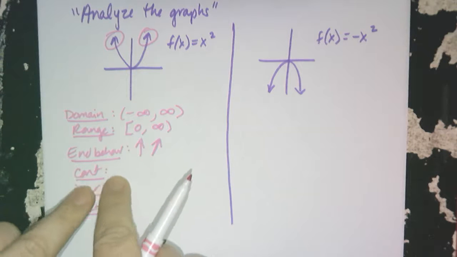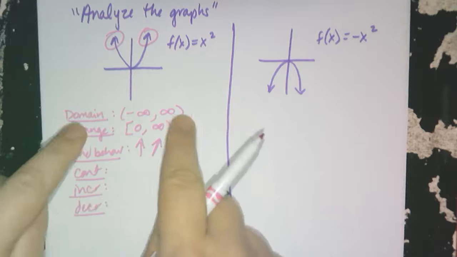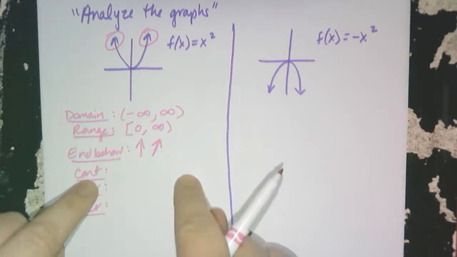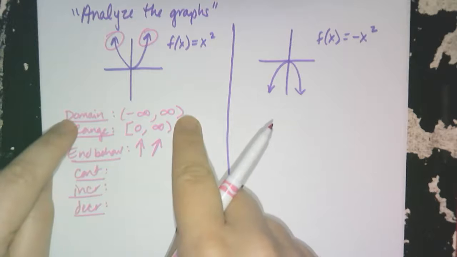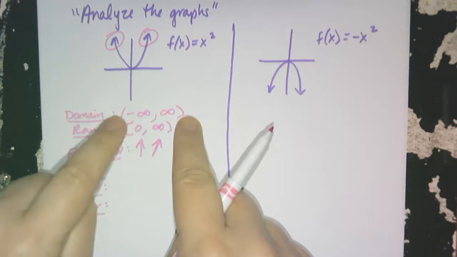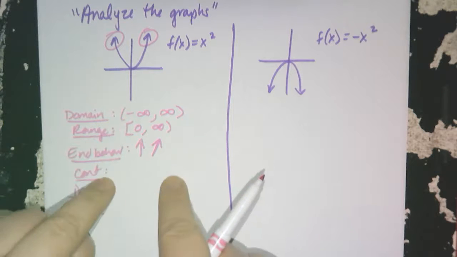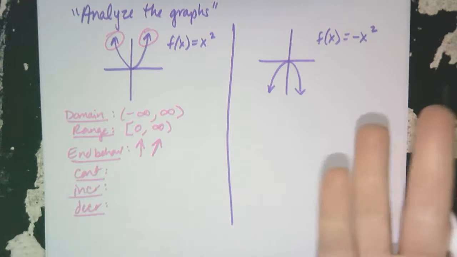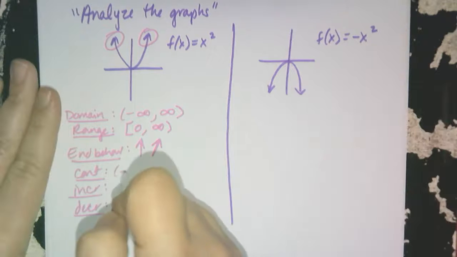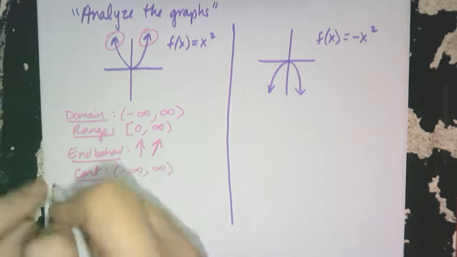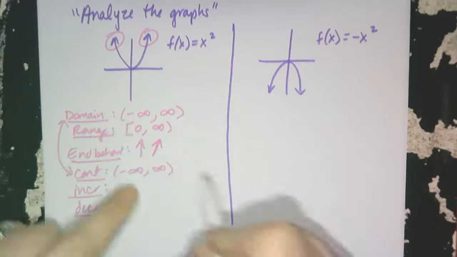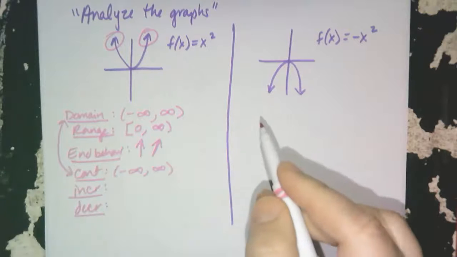Continuity. You are continuous along your domain. Let me say that again. You are continuous along your domain. My domain was negative infinity to infinity. So where am I continuous? From where to where? So it's the same thing. You are continuous along your domain. There's no discontinuities in this picture.